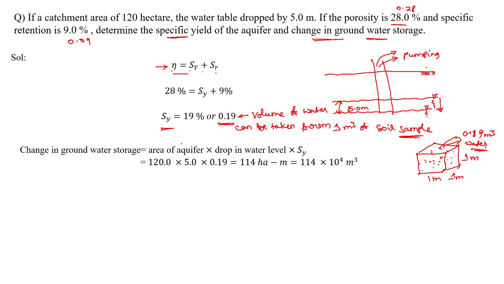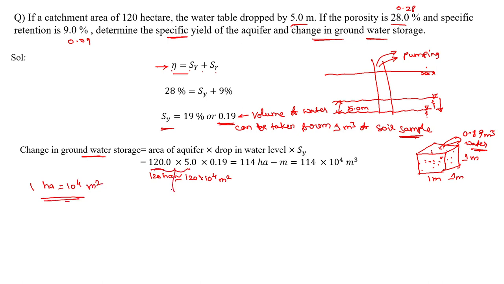Now, if we observe a 5 meter drop in the water table, how much is the change in groundwater storage? Here we considered an area of 1 meter by 1 meter, but here our area is 120 hectare. It can be written as 120 into 10 power 4 meter square also. 1 hectare is equal to 10 power 4 meter square. Okay, this you can remember.